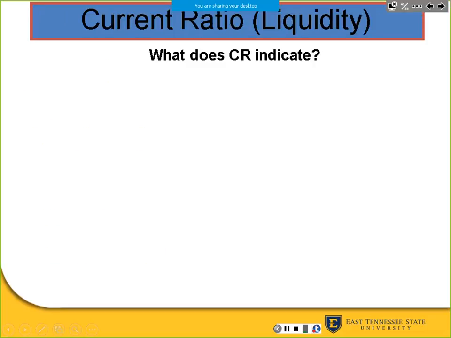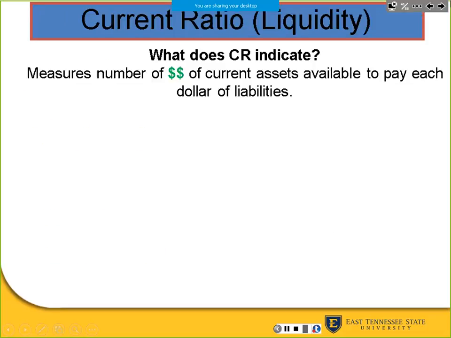So the first liquidity ratio we're going to talk about is the current ratio. Here we're measuring the number of dollars, so we're looking back towards assets. How many dollars of assets are available to pay each dollar of liabilities that we have? If for some reason we had to pay all of our liabilities at this one moment in time, do we have enough assets in terms of dollars to cover each of our liabilities out there?